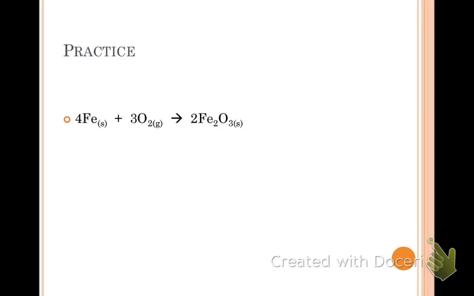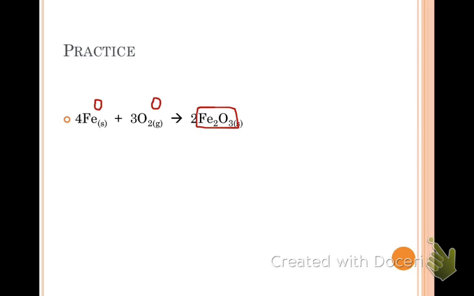So let's put this into action. Here we have 4 Fe solid plus 3 O2 gas produces 2 Fe2O3. So we know that Fe here is going to be a charge of 0 because it's all by itself. Same thing with the oxygen. And don't worry about the coefficients in this case. The coefficients are just to help you figure out what the moles are. We just want to deal with the core of the compound.